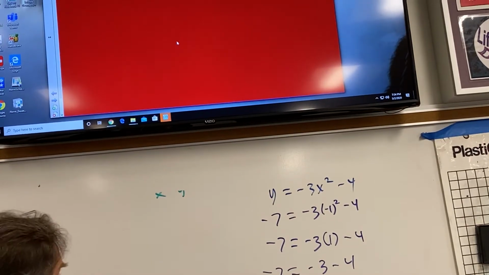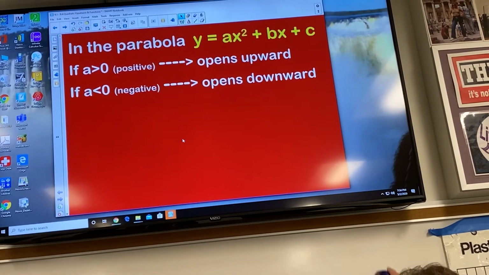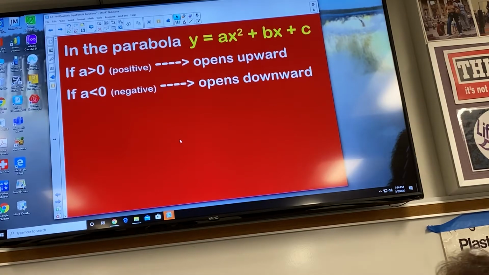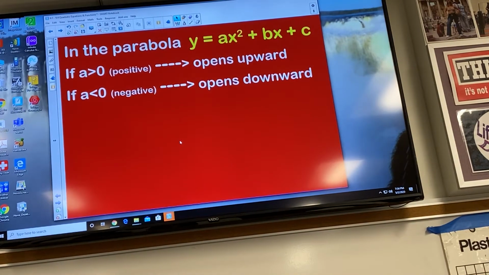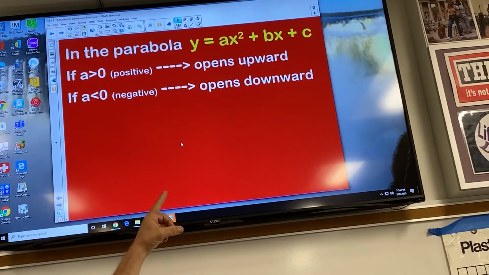And it says that a parabola is the graph of a second degree equation. We're going to talk a lot about parabolas. In the parabola y equals ax squared plus bx plus c, that's just a general equation for a parabola. Any parabola can be written in that form.